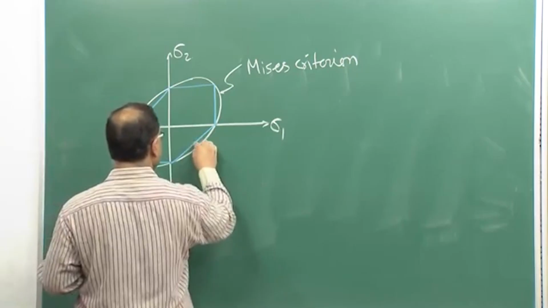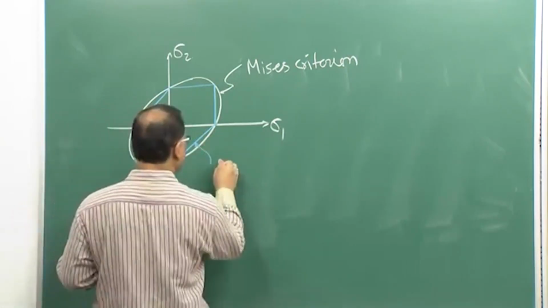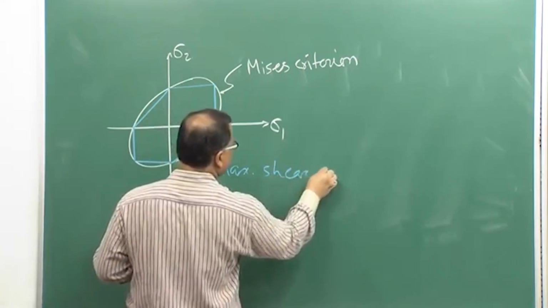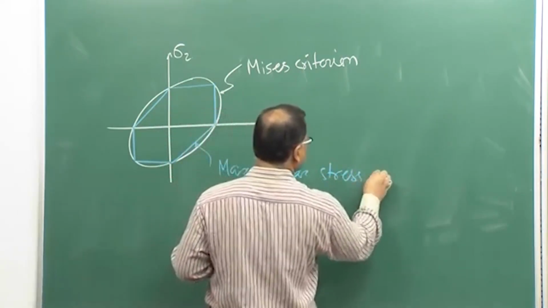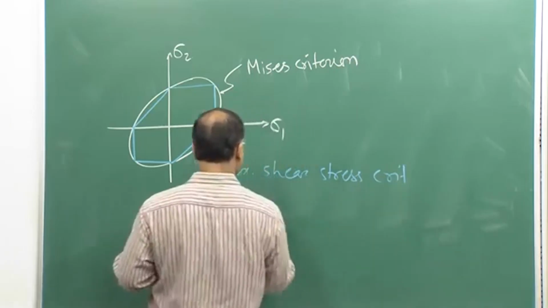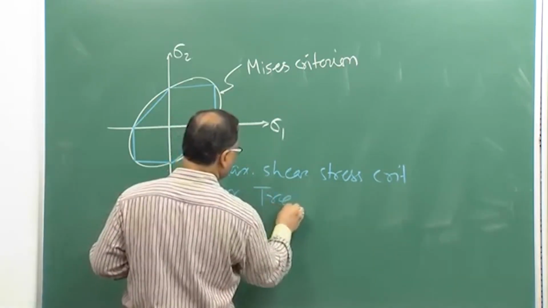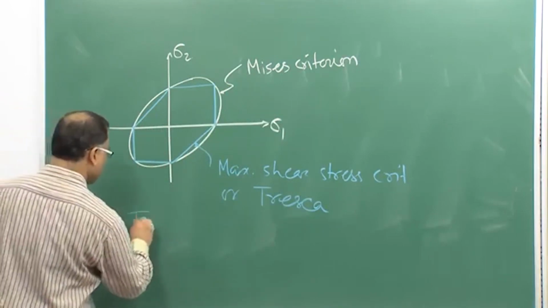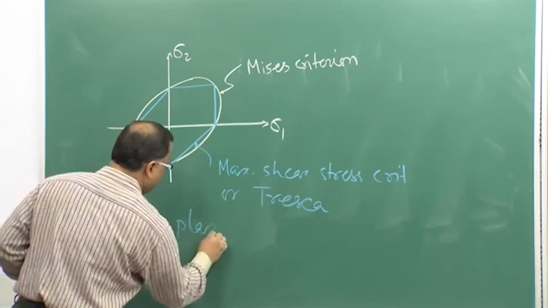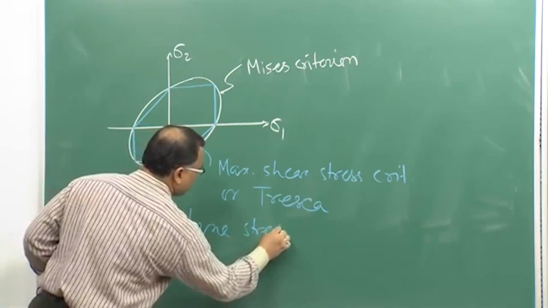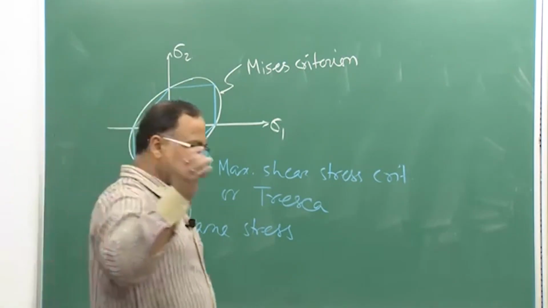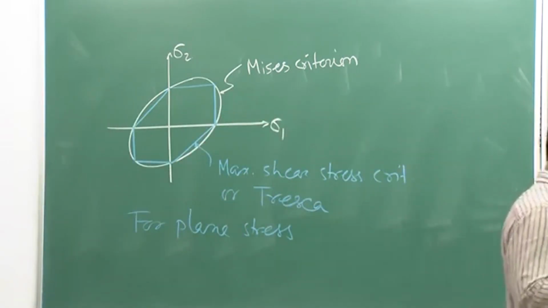So, this is nothing but the maximum shear stress criterion, or Tresca. This is for plane stress. For a 3-dimensional state of stress, how we will get it, those things we are not going to discuss.